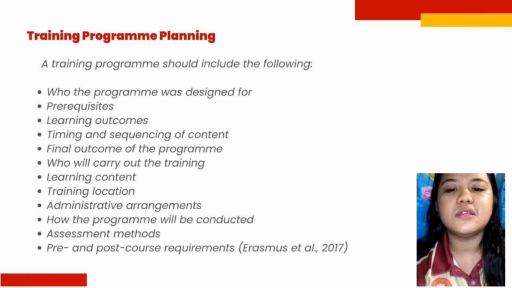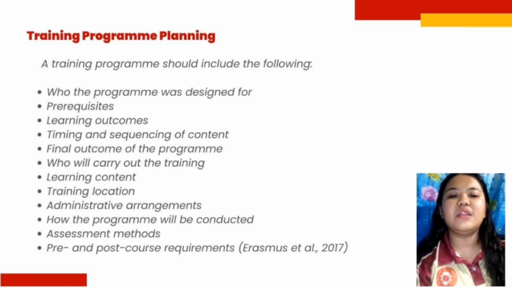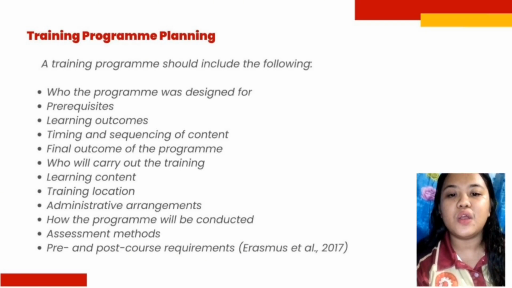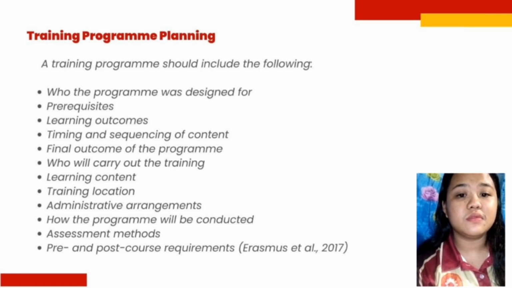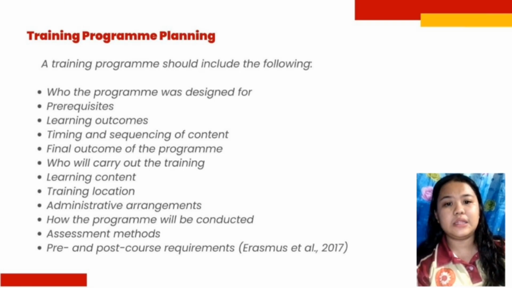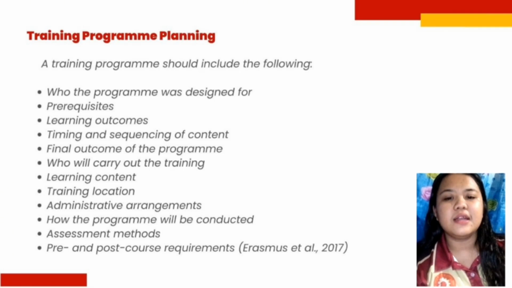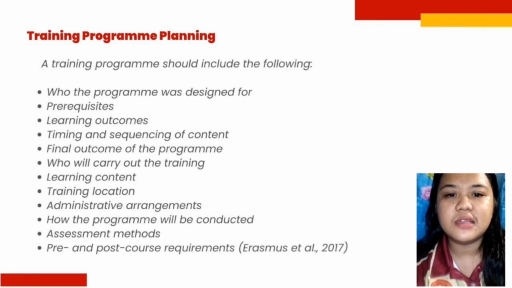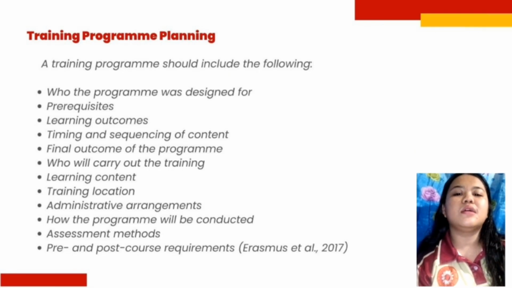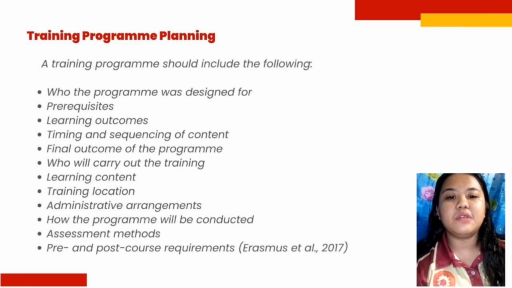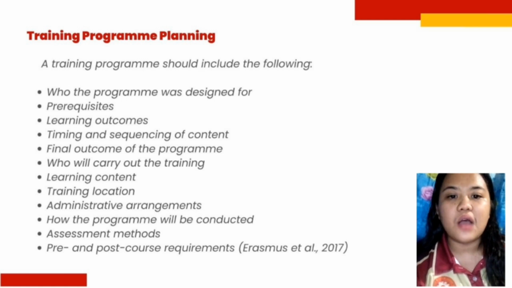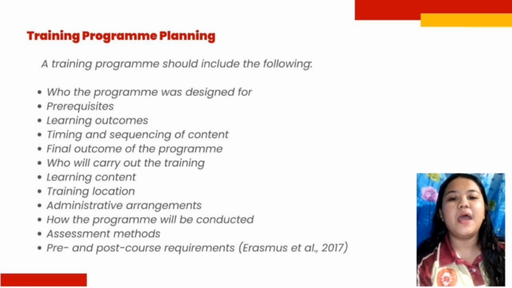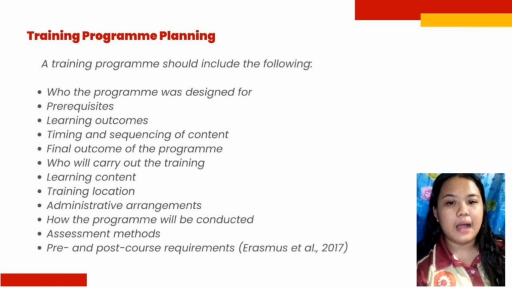And eight is training location. We need to know the place where training will be conducted, like online via Zoom, in a classroom, or the workplace. Nine is administrative arrangement, the logistical support and preparation needed. We need to arrange the handouts and equipment to set up.